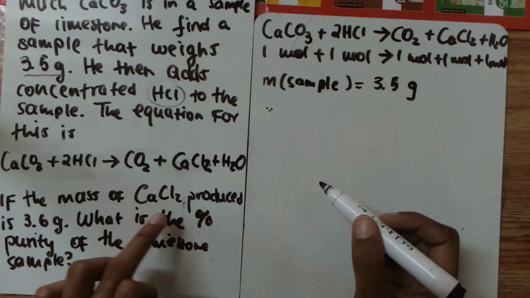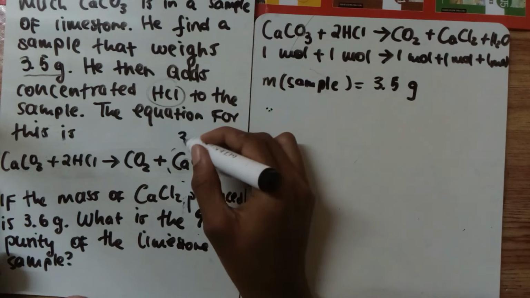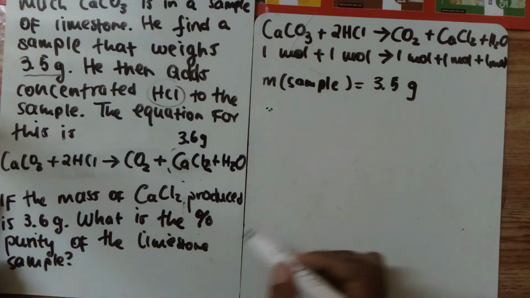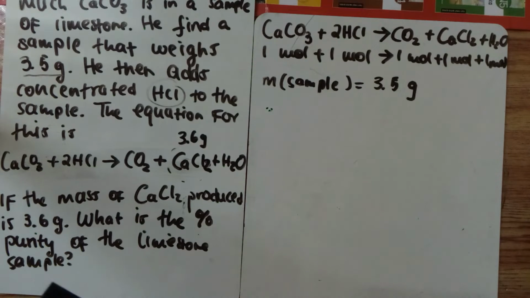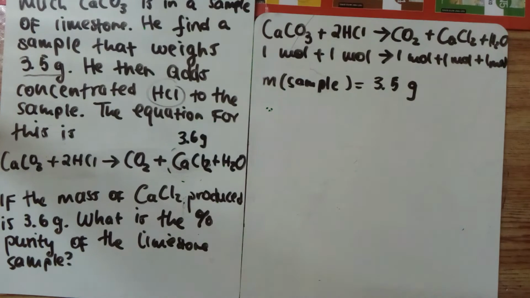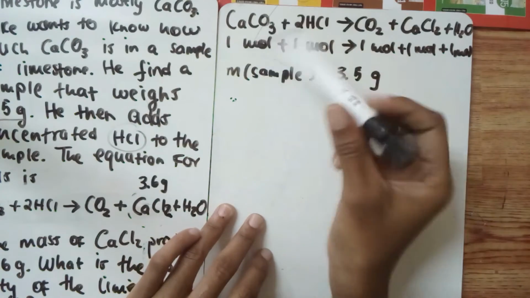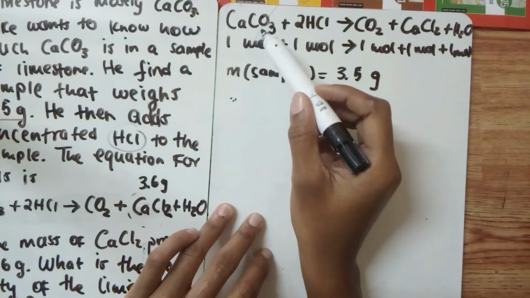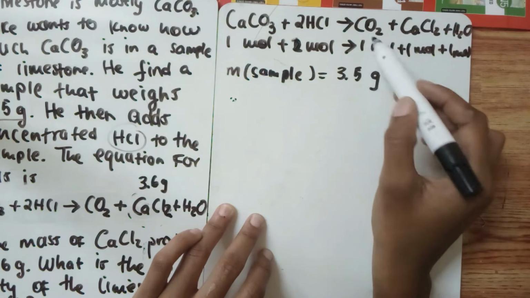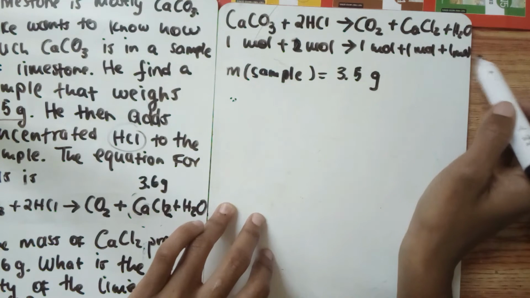If the mass of calcium chloride produced is 3.6 grams, what is the percentage purity of the sample? Just think about how you would go about doing this calculation. For 1 mole of calcium carbonate, we have 2 moles of hydrochloric acid, which will yield 1 mole of carbon dioxide plus 1 mole of calcium chloride plus 1 mole of water.